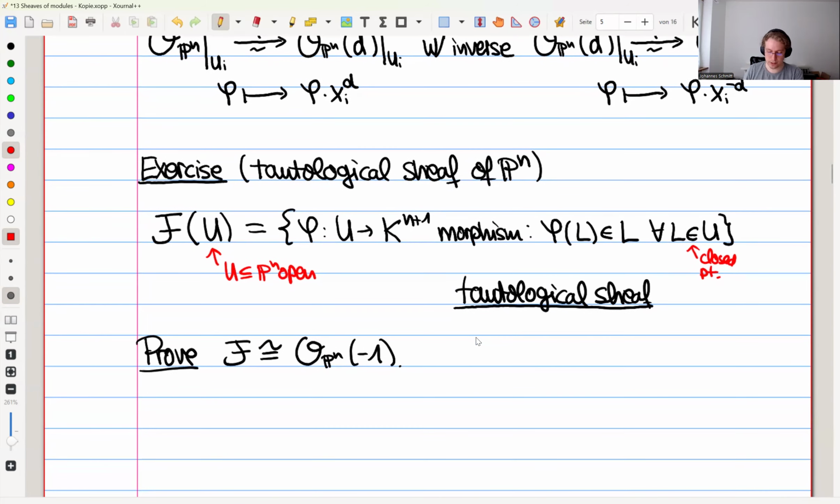Okay, so these were the twisting sheaves on P^n, the first very important example of these sheaves of O_X modules. And this will be our go-to example for various of the constructions we do later, because here at least we have some non-trivial structure and some non-trivial examples.